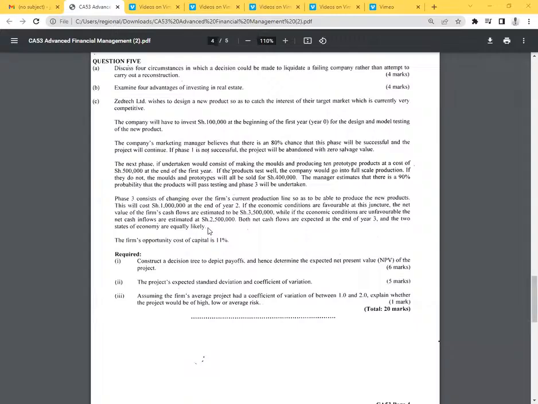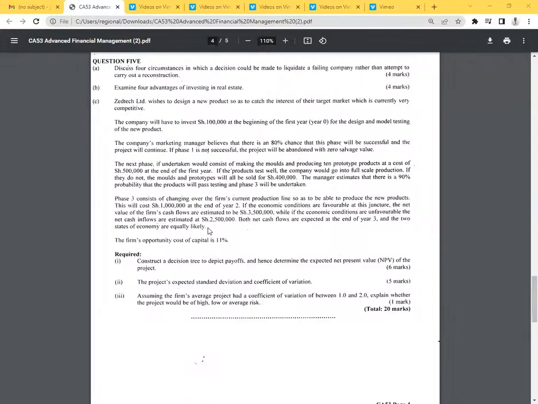The next phase, if undertaken, would consist of making the molds and producing 10 prototype products at a cost of -500,000 at the end of the first year. If the product tests well, the company would go into full-scale production. If they do not, the molds and prototypes will all be sold for 400. The manager estimates that there is a 90% probability that the product will pass testing and phase 3 will be undertaken.